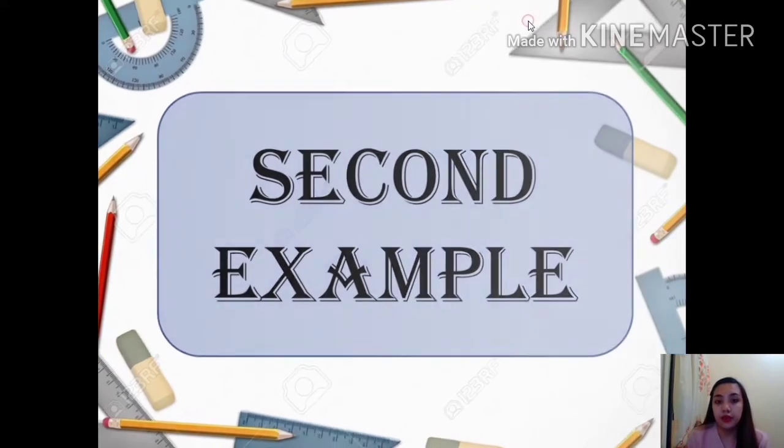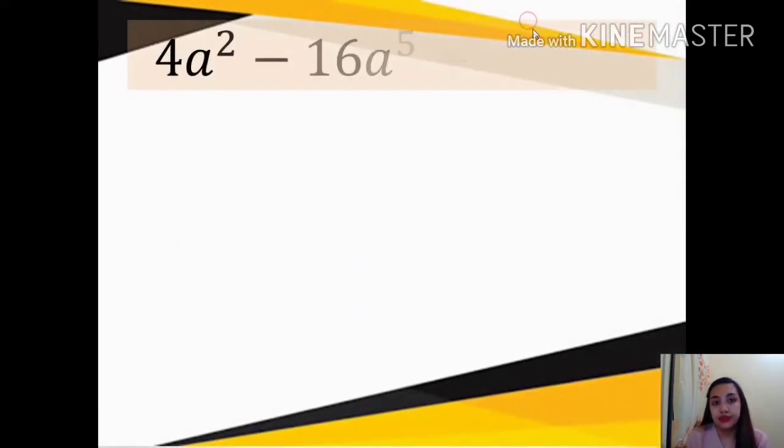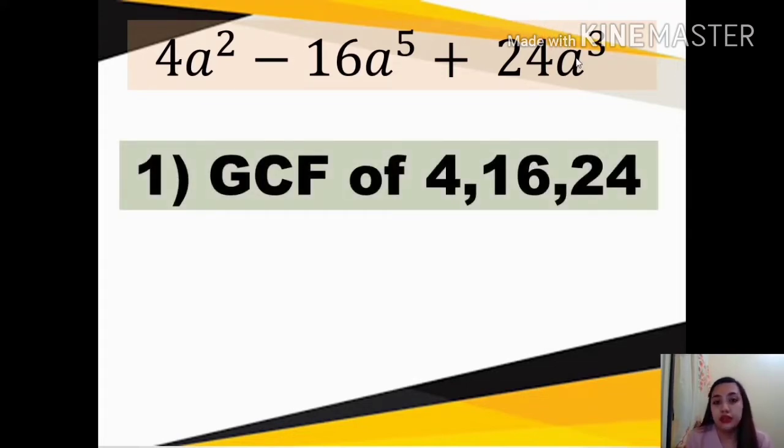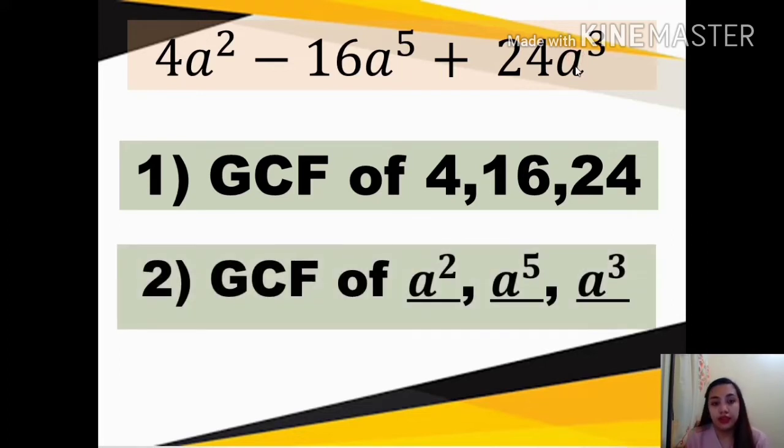Now, the second example, we have 4a squared minus 16a to the fifth power plus 24a cubed. Now, we are going to get the GCF of 4, 16, and 24. Why? Because they are constants. Next, another thing, we are going to get the GCF of a squared, a to the fifth, and a to the third. Why are they included? Because they have the same a. So, lahat sila merong a. So, meaning, pwede nating makuha yung GCF ng a.